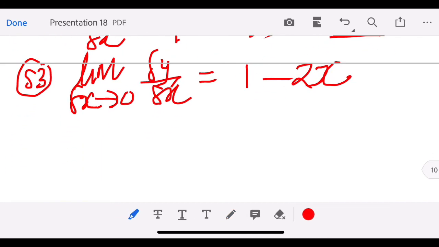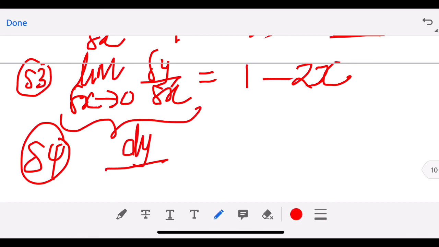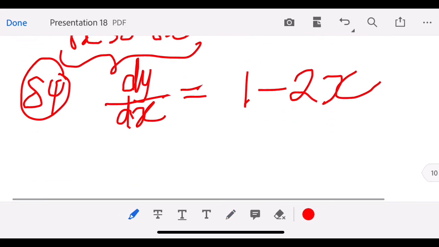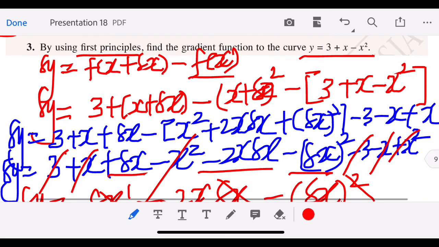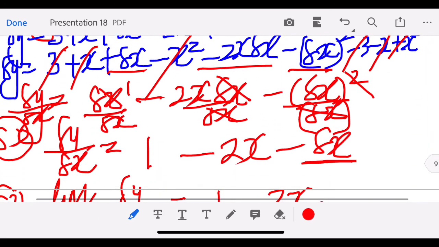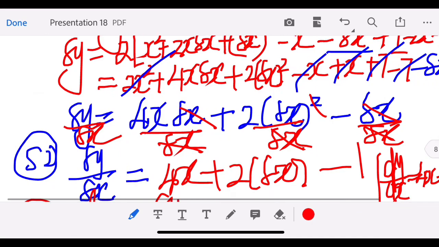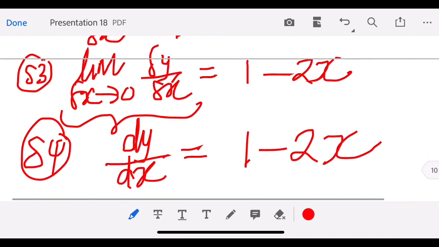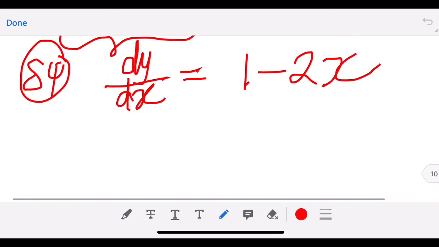And then this is actually step 4, your first derivative for the gradient of the function. Okay, so the answer is just 1 minus 2x. So in short, for the first principle, you just be very careful when you do it, and you must always double check, and you have to follow the steps step by step. Alright, so after you follow the steps, you just double check. I'm sure you will get the answer easily.